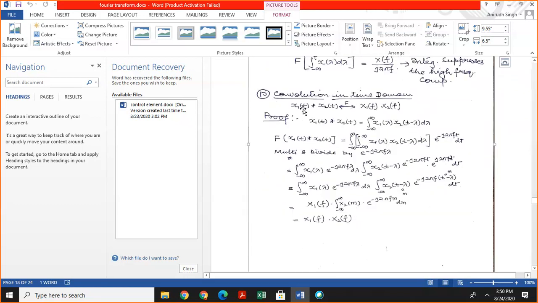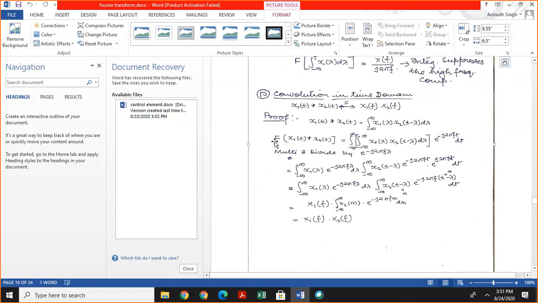Convolution in time domain. If two time domain signals are convoluted in time domain, then their Fourier transforms will be multiplied in frequency domain. x1 of t convoluted with x2 of t is given by the integration from minus infinity to plus infinity of x1 of lambda, x2 of t minus lambda d lambda, according to the definition of convolution.